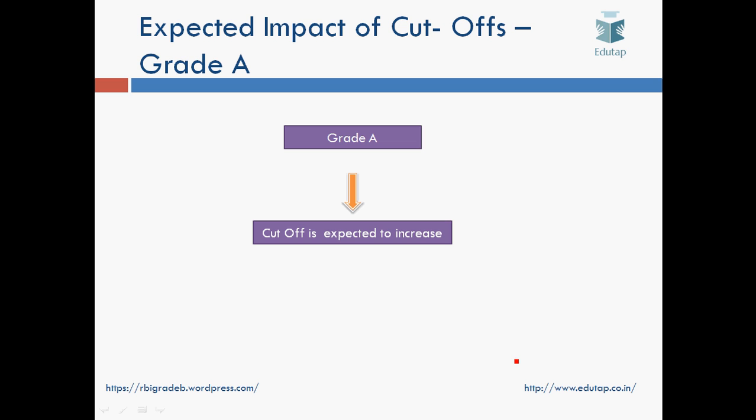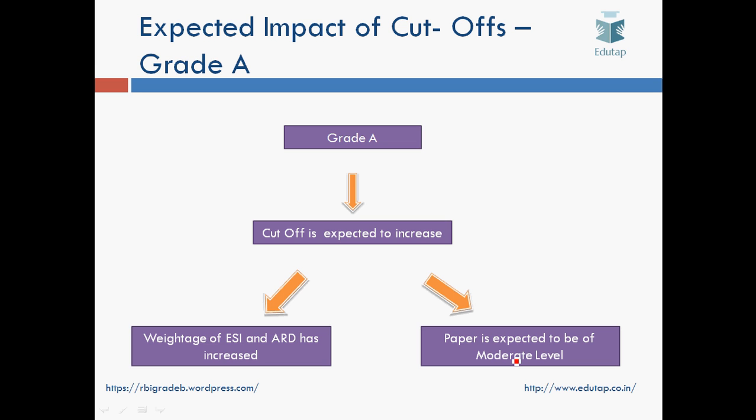Cutoff is expected to increase for grade A, or at least it shall remain the same, because first of all, the weightage of ESI and ARD has increased. These are more theoretical topics and more scoring. So people will tend to score more in these sections as compared to what they would have in quant and reasoning, because those sections are generally tough. And second, the paper is expected to be of moderate level because it is a different paper from grade B now. So that will also tend to increase the scoring opportunities, and hence an increase is expected in the cutoff for grade A exam.